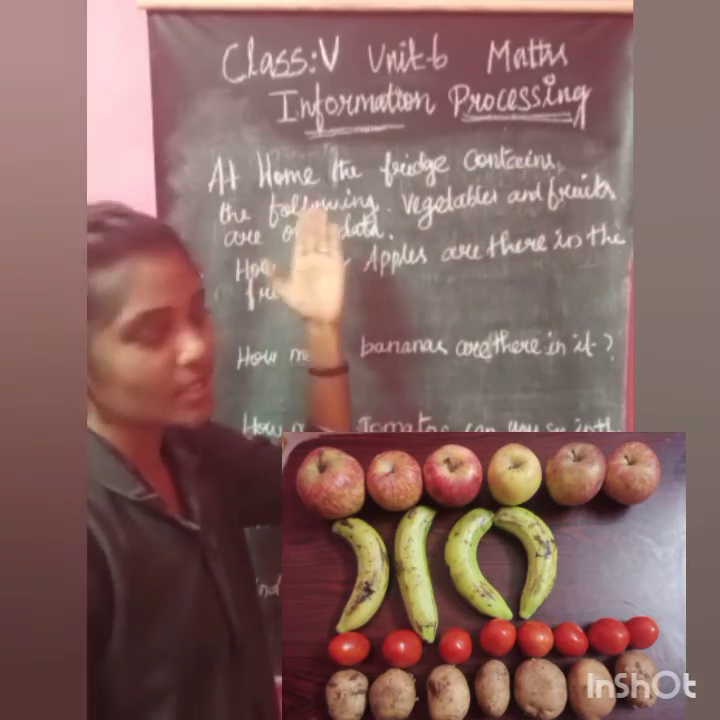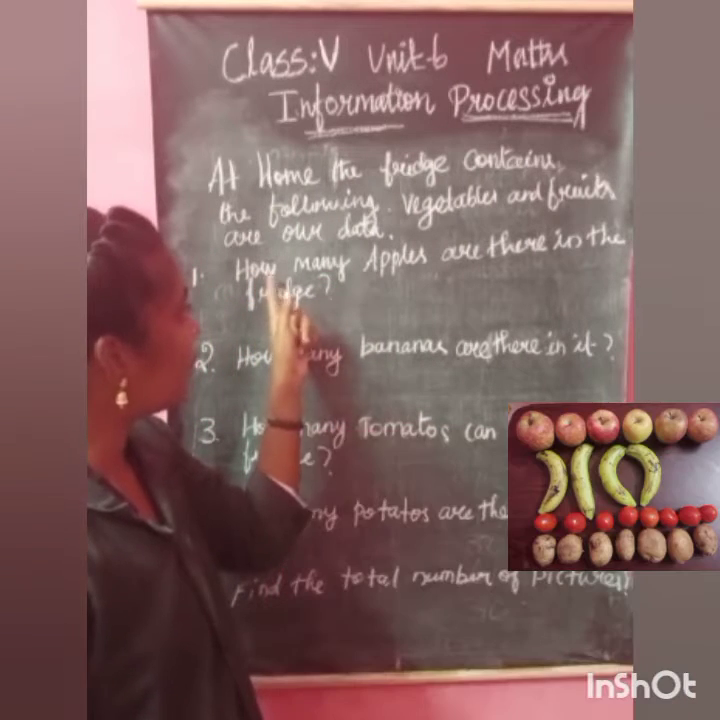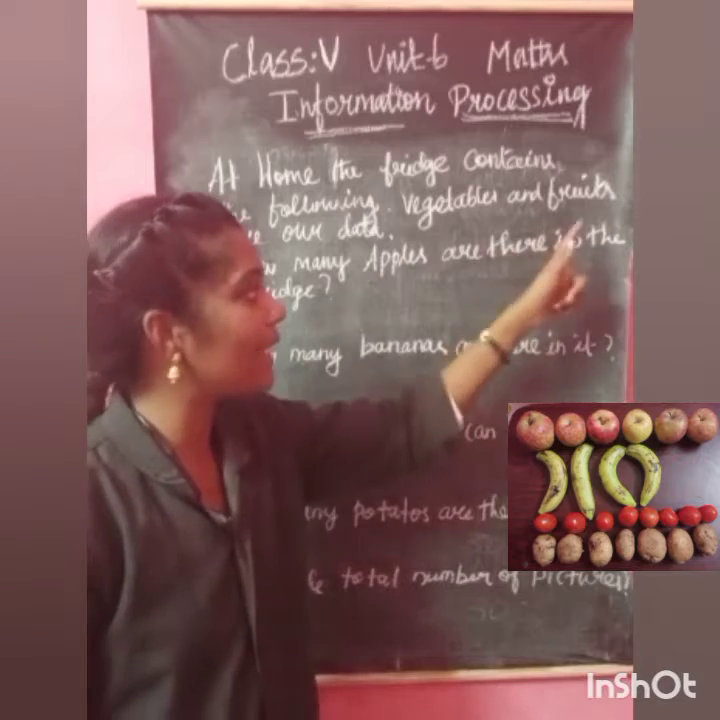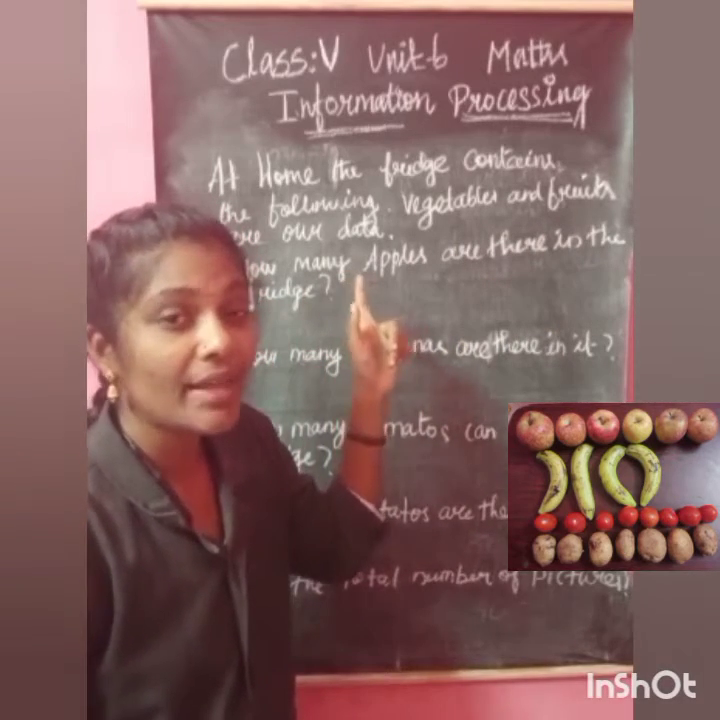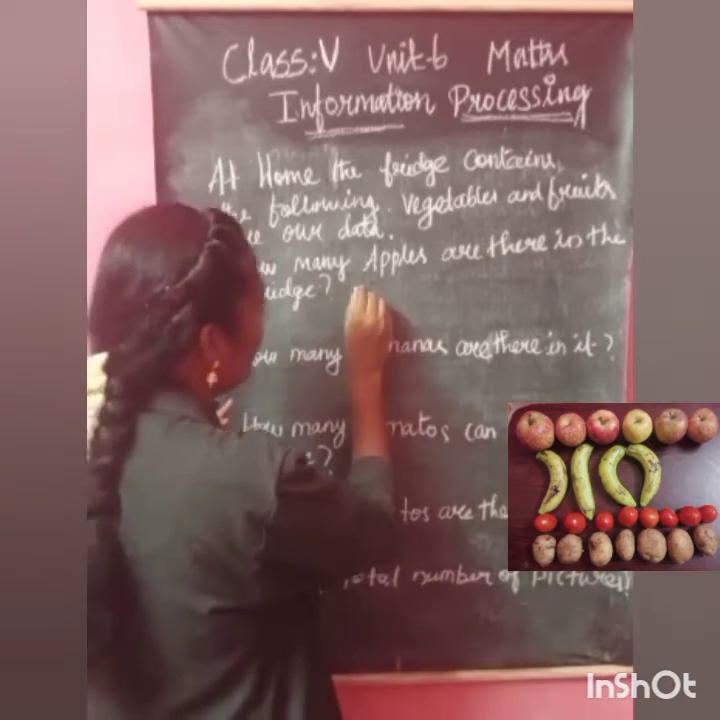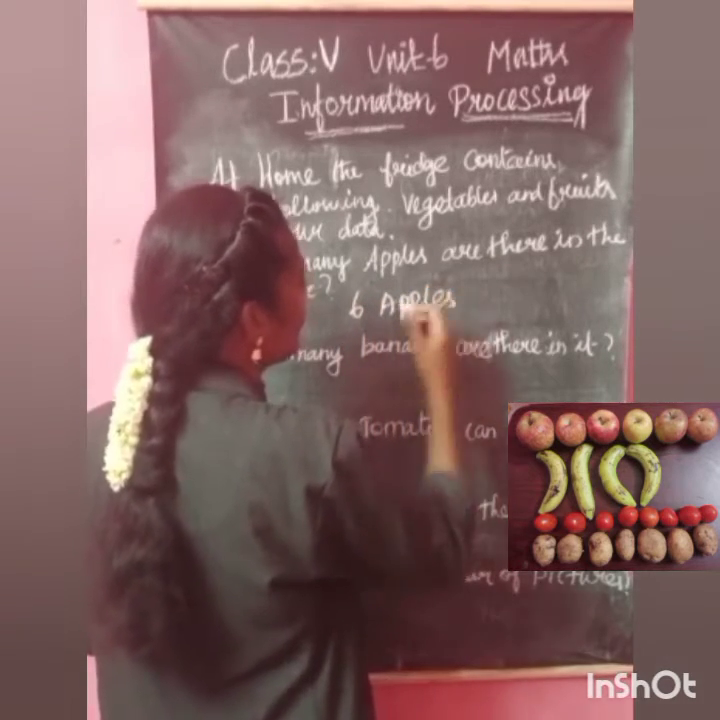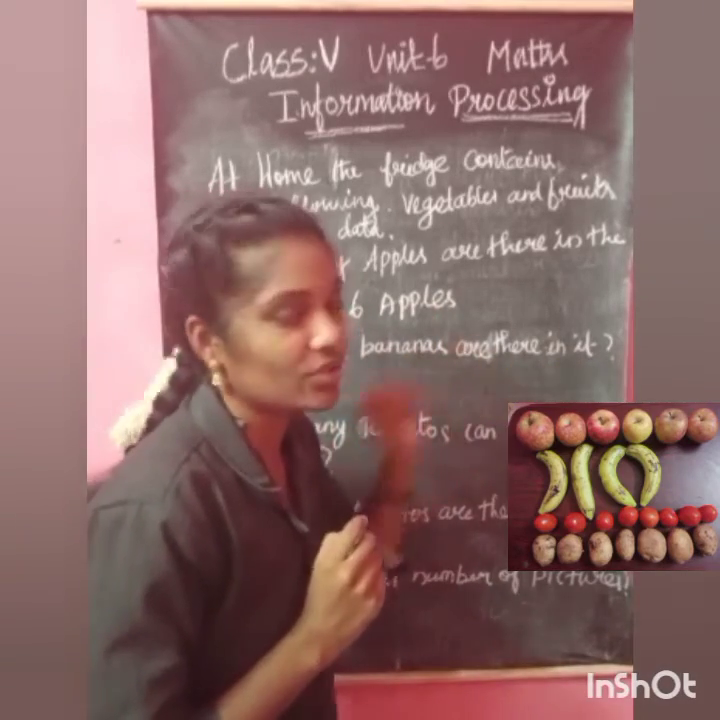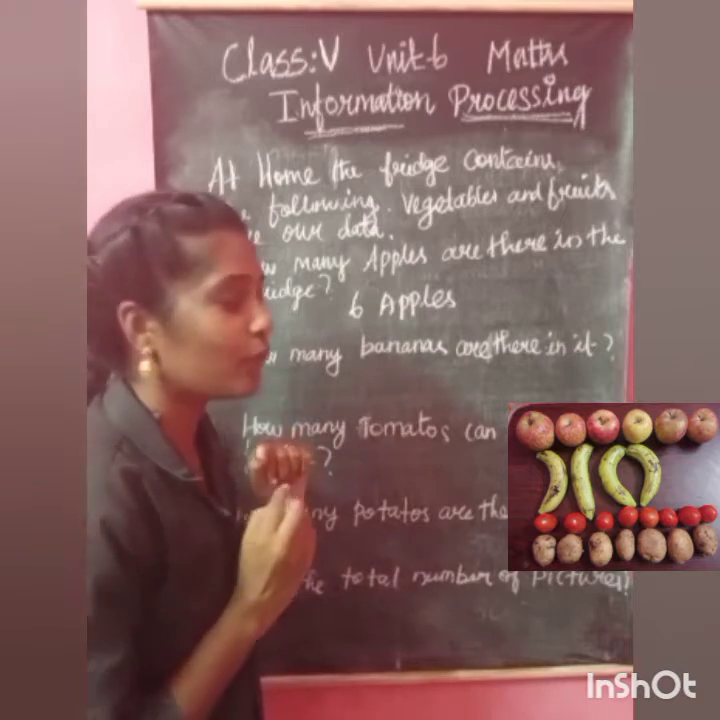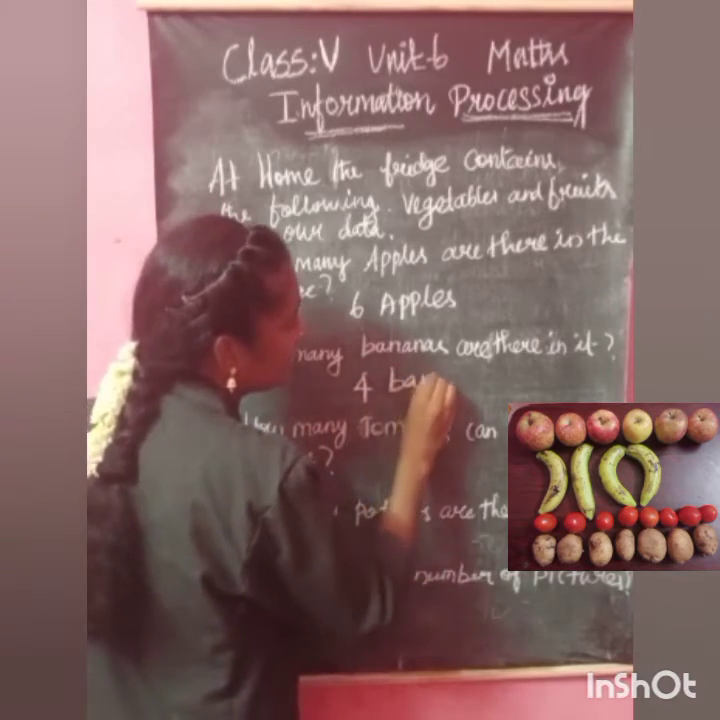At home the fridge contains the following. Vegetables and fruits are our data. So answer the following questions. First one, how many apples are there in the fridge, children? How many apples? 6 apples. Very good. Next question. How many bananas are there in it? How many bananas? 4. Okay, very good. 4 bananas.